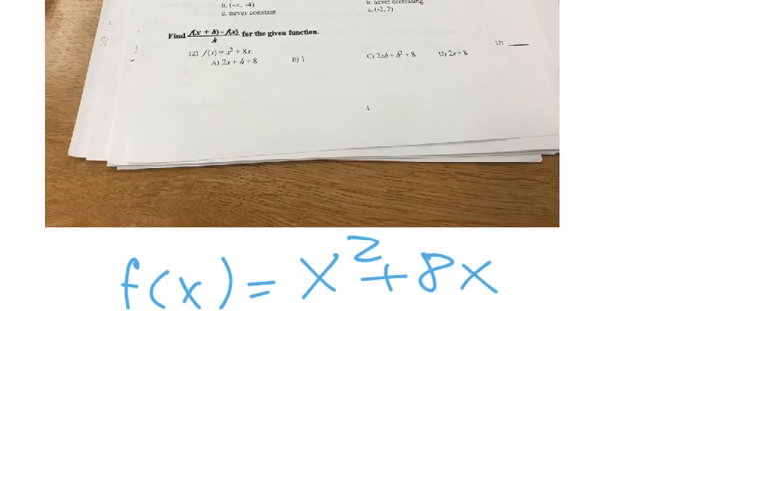For the given function, apply f of x plus h minus f of x over h. Okay, so f of x equals x squared plus 8x. So here's my question. If I give you f of x plus h, what does that mean? X plus h, and for every x, you've got to replace every x with x plus h.